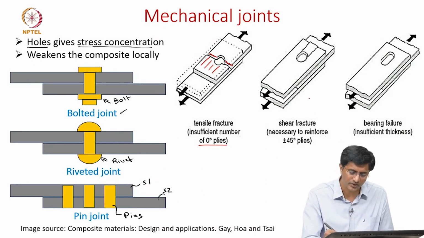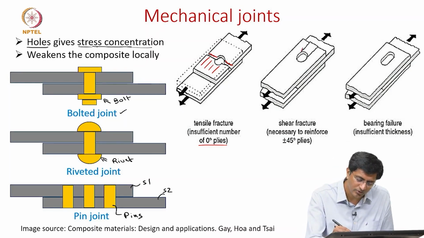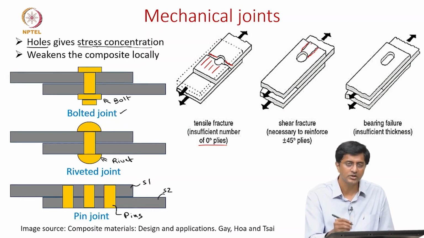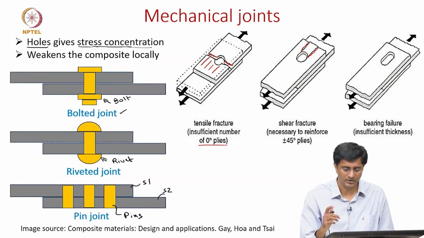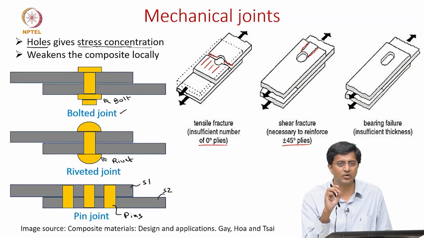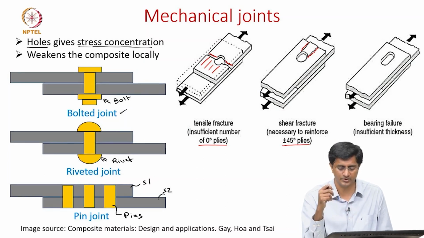Secondly, for shear fracture, here you see that the failure is happening in the laminate in this location, and the reason why it is occurring there is because we are now shearing the laminate. And how can we improve this shear resistance? By including more of these plus or minus 45 plies. We know that plus and minus 45 plies have the maximum shear strength. So if we have more of that, then the laminate is more resistant to these shear failures.